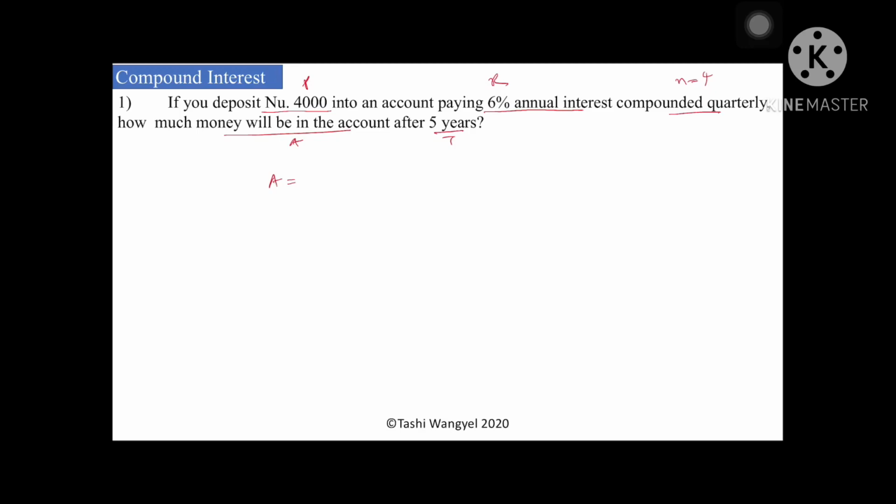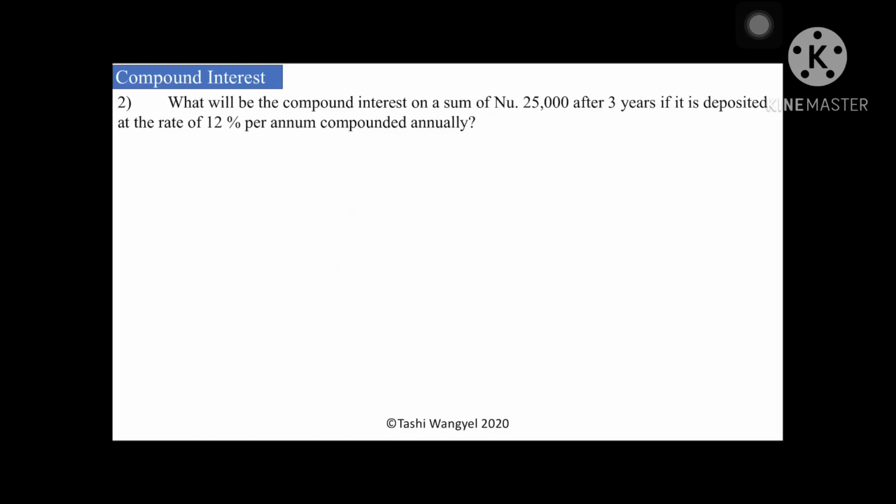That means amount is equal to P times 1 plus R by N to the power NT. Principal is 4,000, times 1 plus rate 6%, which means 6 by 100, 0.06, divided by N. Compounded quarterly, so the N value is 4, times the time, 5 years. Calculating this, the value comes to 5387.42. So after 5 years the amount is 5387.42.